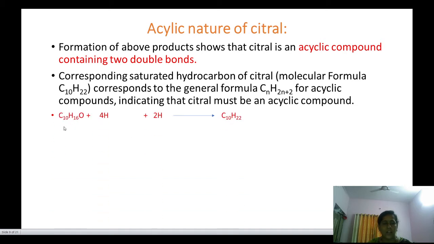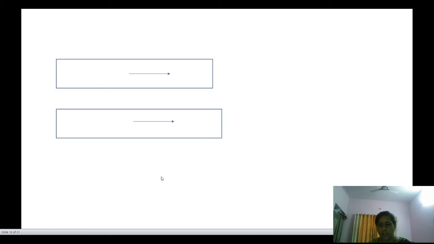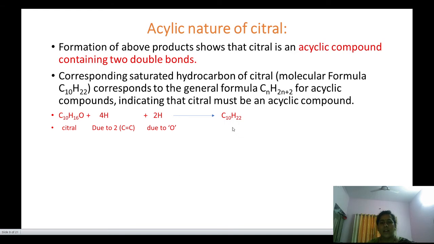The reaction is like this. The original formula is C10H16O, plus 4H for hydrogenation, plus 2H due to the one oxygen atom. There is formation of C10H22, that is the saturated hydrocarbon. Here 4H is due to the C double bond C, that is, double bond cleavage.